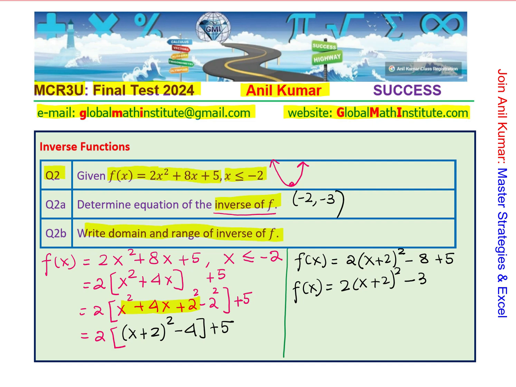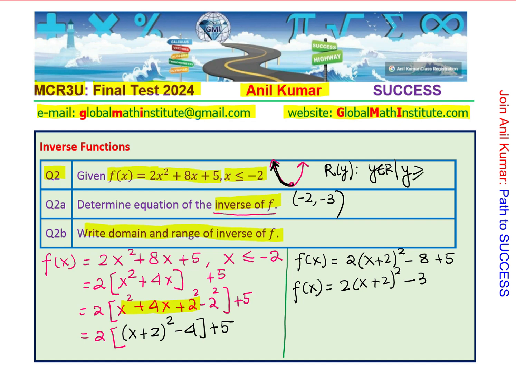And therefore, the domain is already given. Left side means we're looking at the left side of this graph, right? So what is the range of this function? Well, the range of the function itself is y belongs to real numbers, where y ≥ -3. Clear?